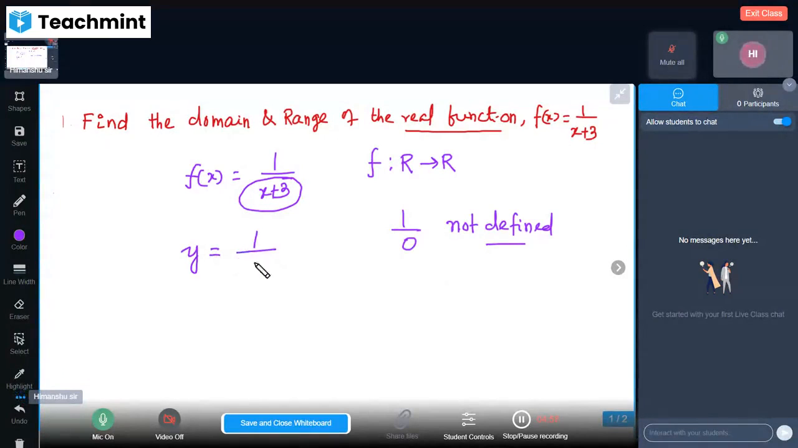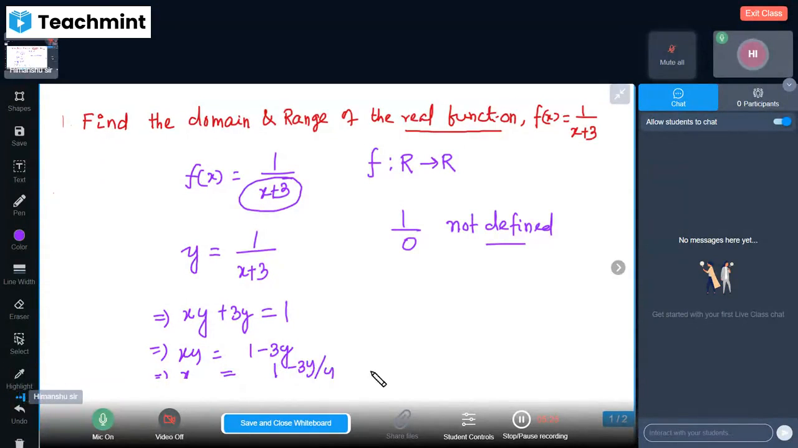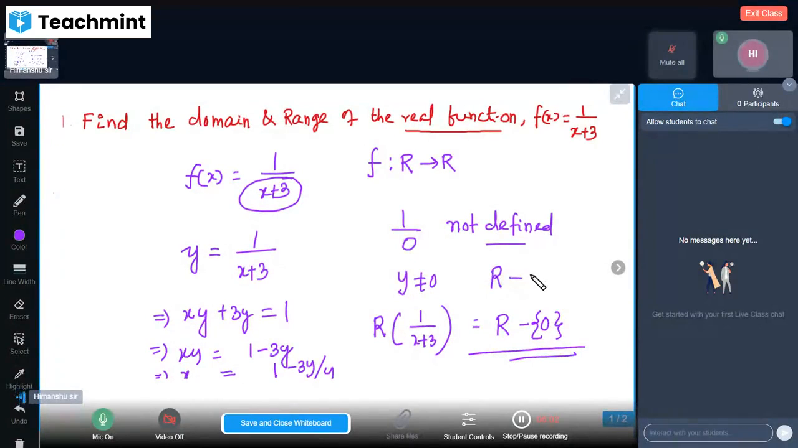So y is equal to 1 by x plus 3. Simplifying that and converting it to x in terms of y, we get xy plus 3y is equal to 1. So xy is equal to 1 minus 3y. Then x is equal to (1 minus 3y) upon y, and this is the factor. So y cannot be 0. If it is 0, then it is not defined. That is sufficient. So y not equal to 0 is the only part where the range is not allowed. That means the range of the function 1 by x plus 3 is R, and this 0 has to be excluded. So this is the range, and the domain is R minus {-3}.